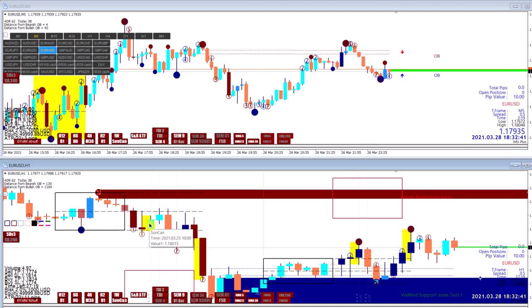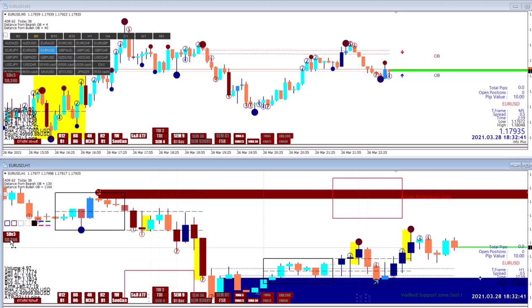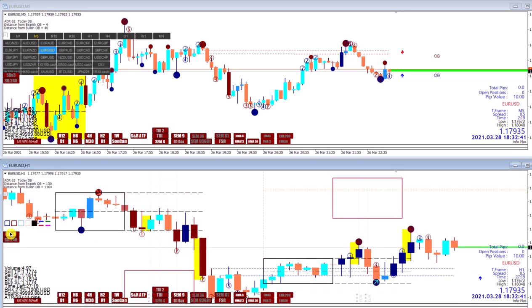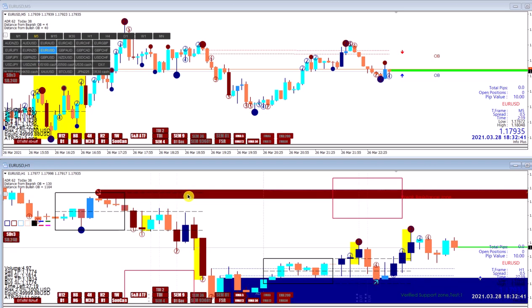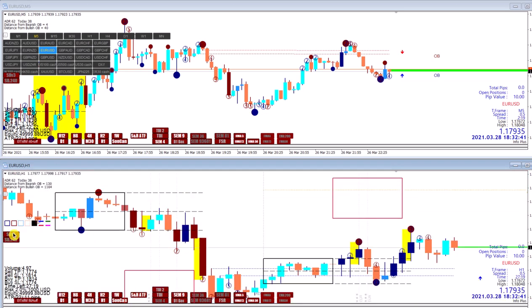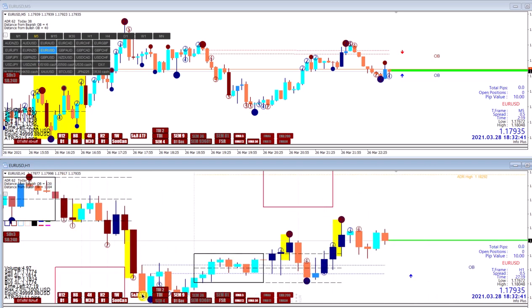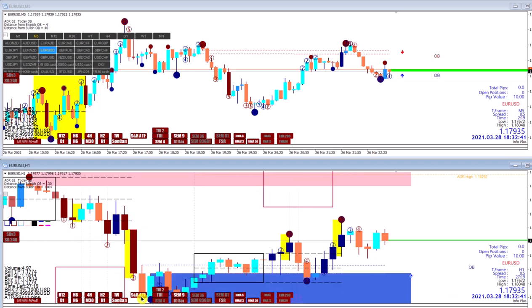Smack bang on the supply, right? This is a 1 hour supply zone. This is a 4 hour supply zone. When we graduate, that will be explained to you. And as further confluence, it's also in a support zone. What more do I want?